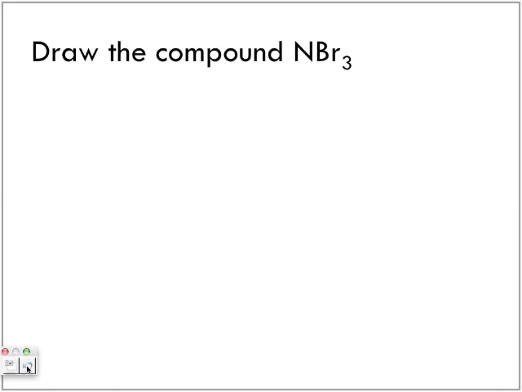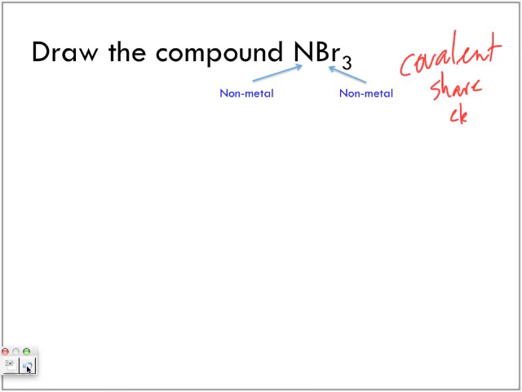Let's look at this one. Draw the compound nitrogen tribromide. So again, what I like to do, first thing is first, identify non-metal, non-metal. So we know that the bond forming here is covalent and that we are going to share the electrons, okay, until we have what we call the stable octet. So I like to start off with drawing one of each. So we've got a nitrogen and we've got a bromine.